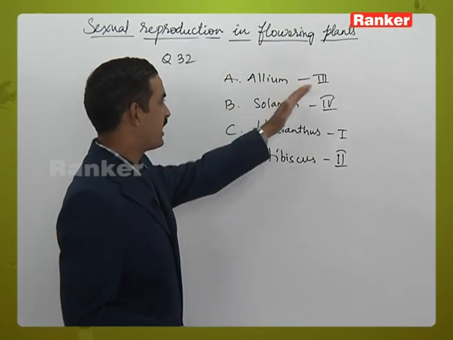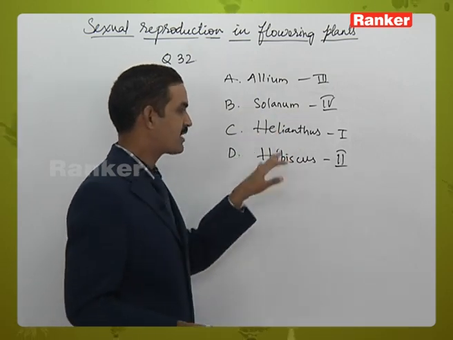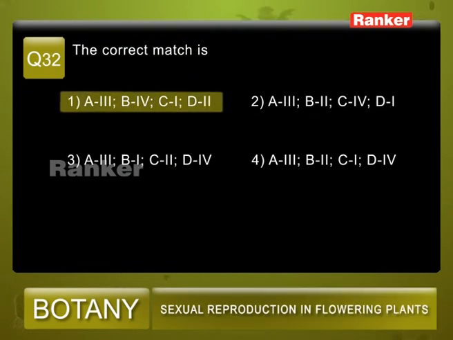A, Allium is 3, B, Solanum is 4, C, Helianthus is 1, D, Hibiscus is 2. So question number 32, the correct answer is 1.